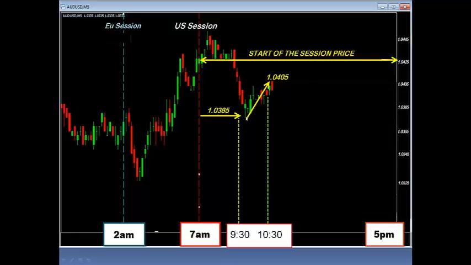And here we want to focus on the right hand side, how the price starts to retrace from 103.85 all the way up to 104.05. That's approximately 20 pips from the lowest level. Now this is the key factor. We always look for a retracement, something significant.